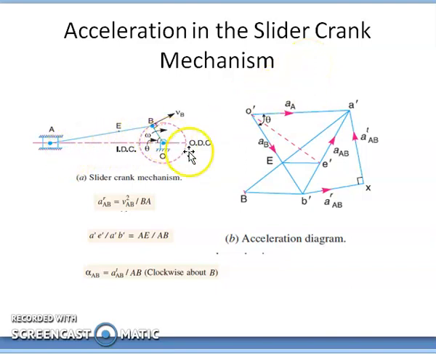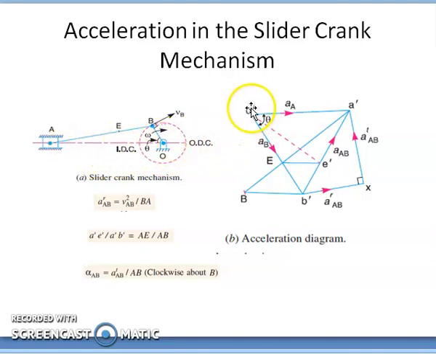So in this slider crank mechanism, you have the piston or the slider which is moving along the line of the stroke, so it is translating. And then you have the crank OB, which is going to rotate with a uniform angular velocity omega. And then we have the connecting rod AB, which is going to execute general plane motion. So first, the O point is fixed. So you first fix the O point.